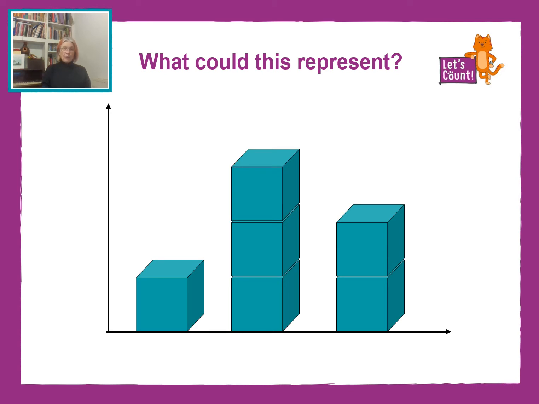Here we've just got blocks, the same number of blocks as the apples, but a more abstract image, and the blocks could be representing anything. How do we move pupils on from pictures to more abstract representations? What could the context for this block graph be?